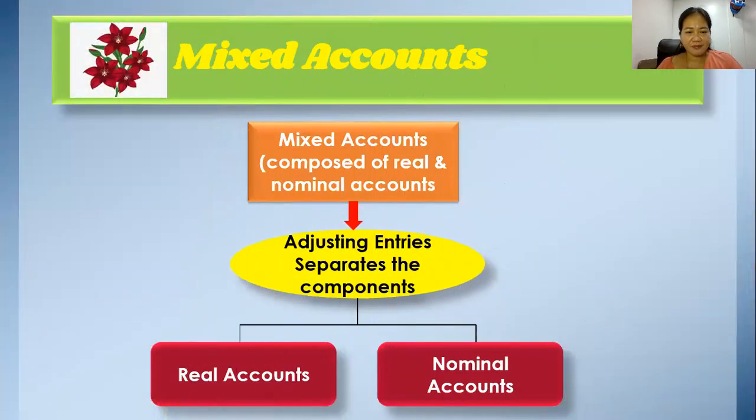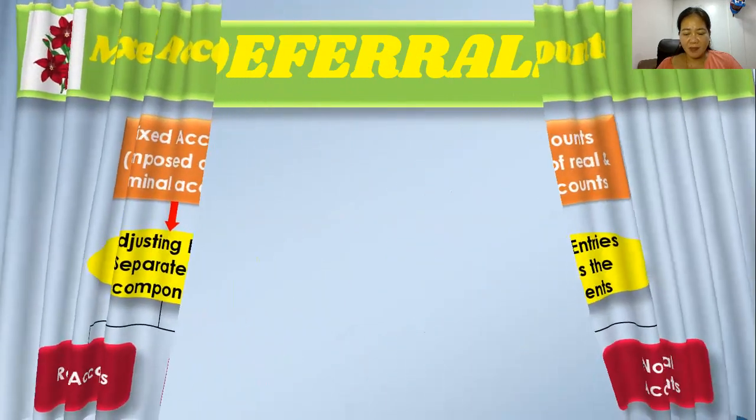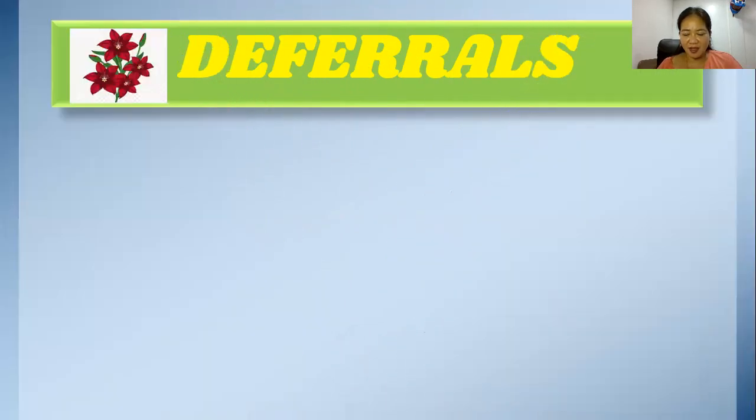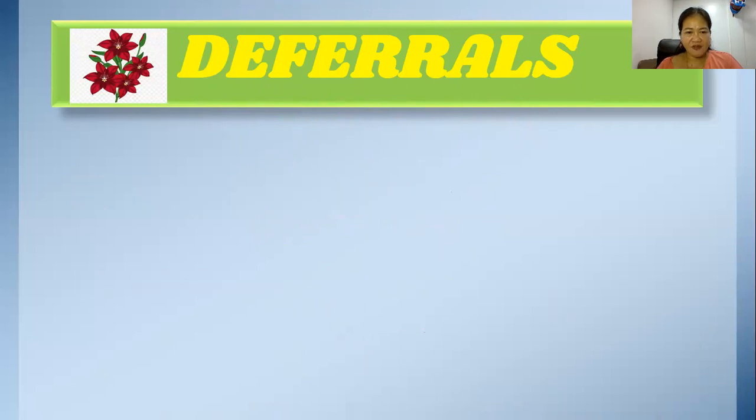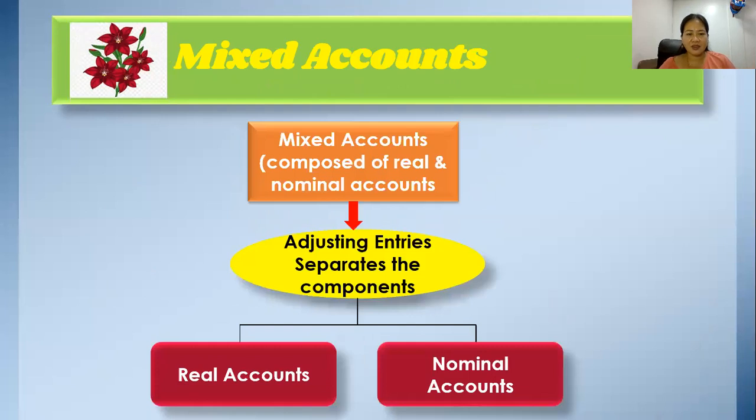Next, we will be talking about deferrals. So in deferrals, we will talk about mixed accounts. There are two types of deferrals, the prepayments and the pre-collection. At the end of the accounting period, the prepayments and the pre-collection will become mixed accounts.